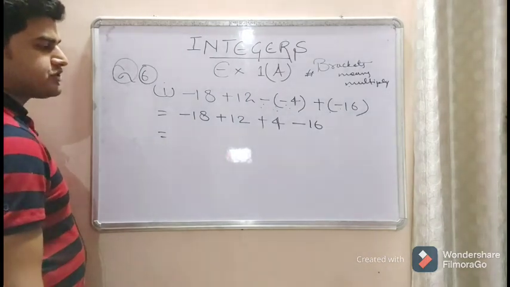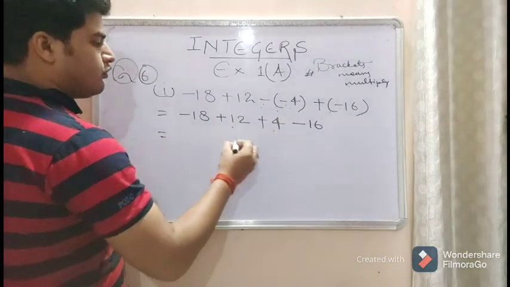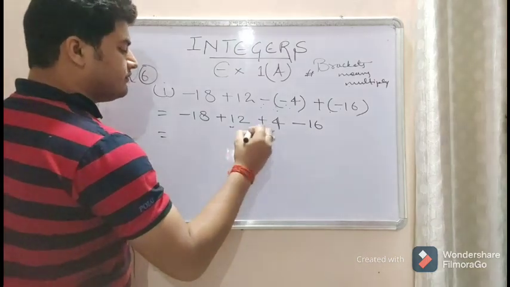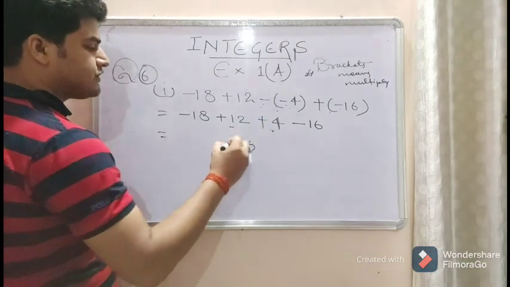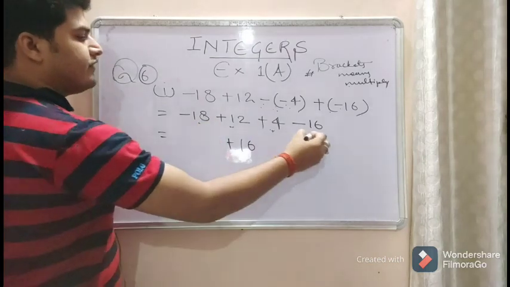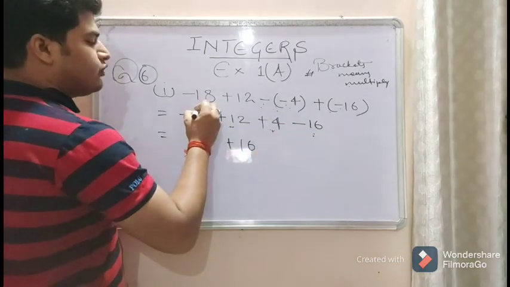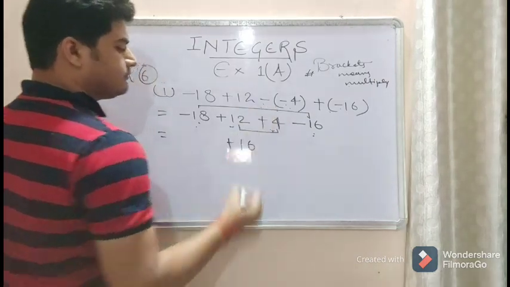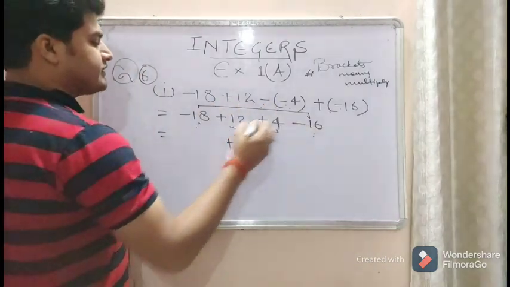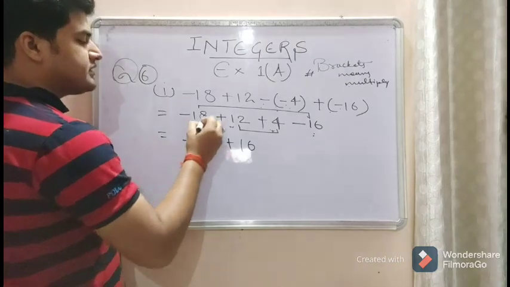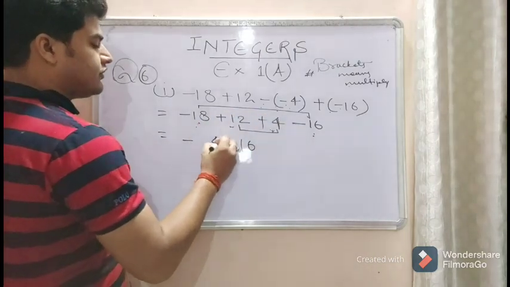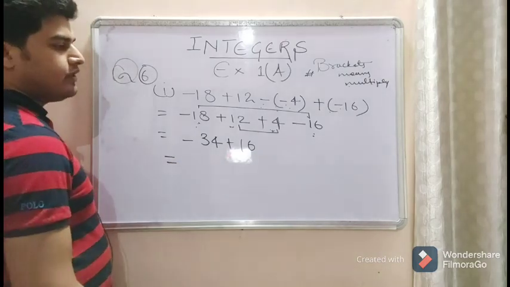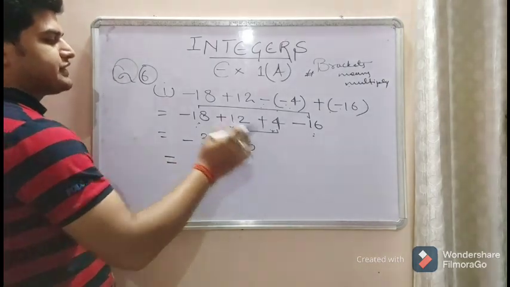Now check out for the positive numbers. 12 plus 4, positive numbers, so add them together. 12 plus 4 will give you 16 plus 16. And check out for the negative numbers. Negative numbers will be added together and positive numbers will be added together. So minus 18 minus 16 will give you minus 34. So finally you are getting minus 34 plus 16.